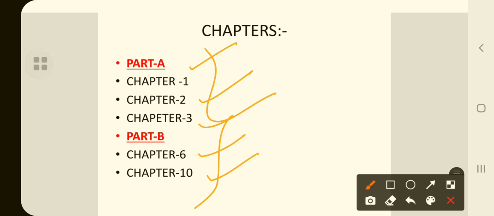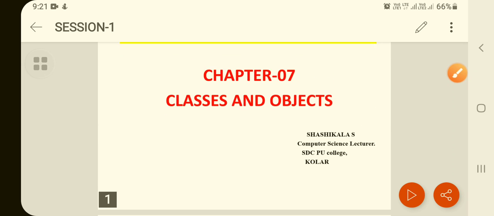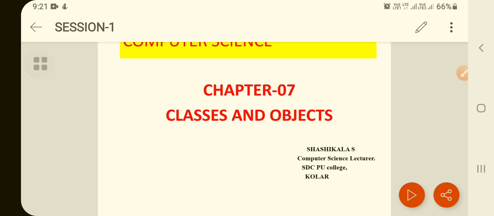Okay students, so you all know the syllabus which is already completed. From part A, 3 chapters are completed, and from part B, 2 chapters are already completed. So now we will move on to today's chapter, that is chapter 7, classes and objects.